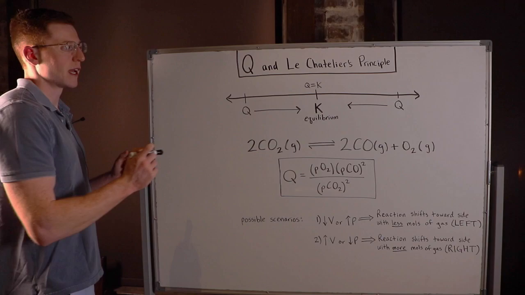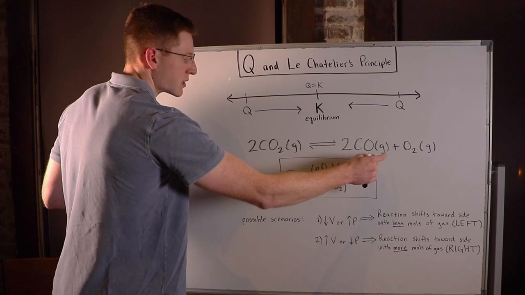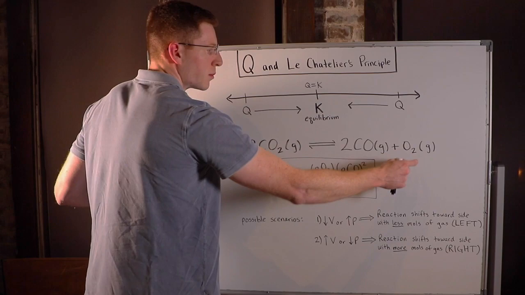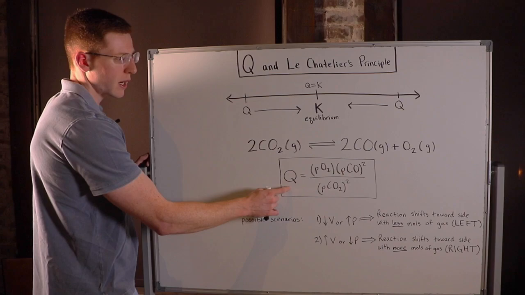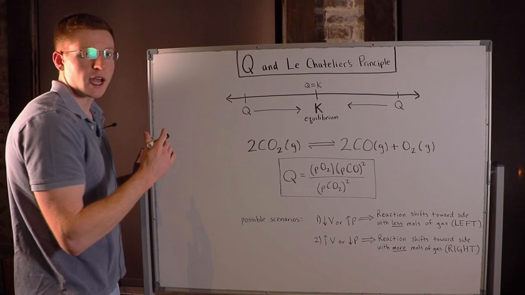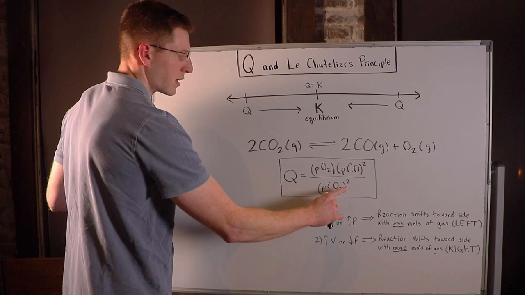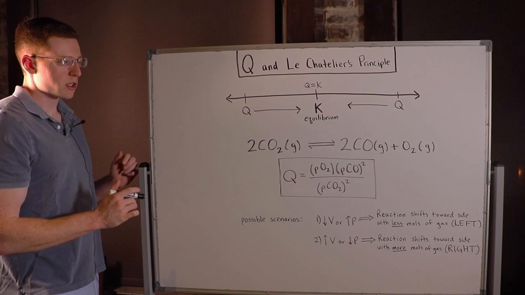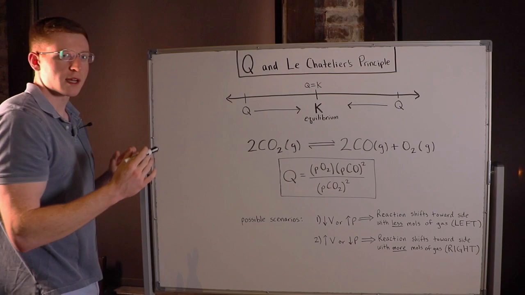Okay, the last application of Le Chatelier's principle I'd like to look at is for a reaction containing all gases. In this reaction, I've got two CO2 gas in equilibrium with two CO gas plus O2 gas. And you can see I've written the Q expression for this reaction right here in this box. I've got the products in the numerator and the reactant in the denominator. And since they're gases, I used partial pressures, and I was sure to include my stoichiometric coefficients as my exponents. So let's think about two possible scenarios we could use to shift this reaction away from its equilibrium to observe Le Chatelier's principle in action.